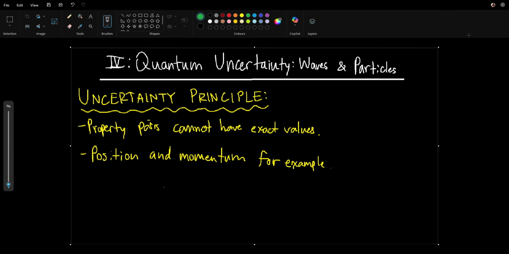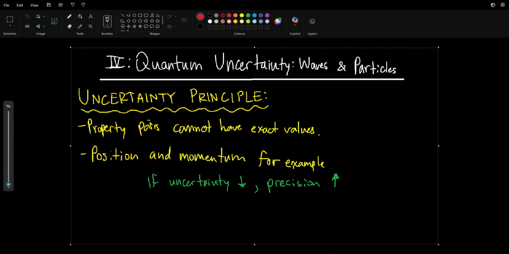So we can say that if the uncertainty of an event goes down, then the precision of such an event will go up because they're in pairs, right? One goes down, one goes up, the property pairs.